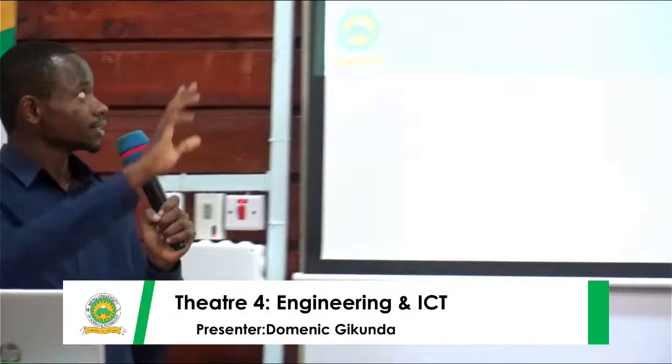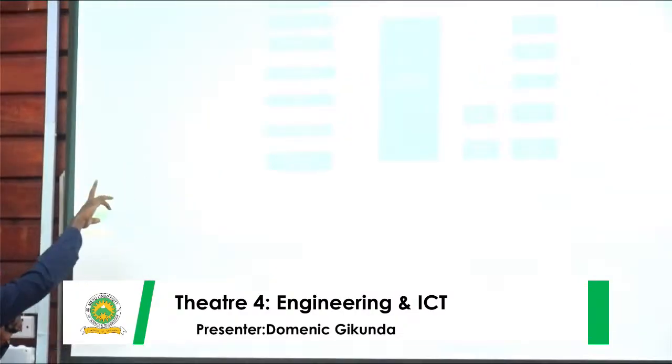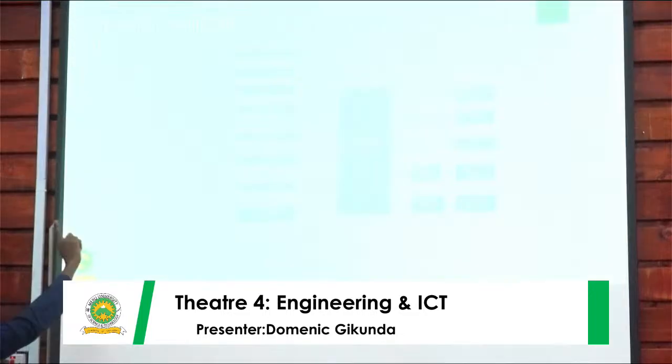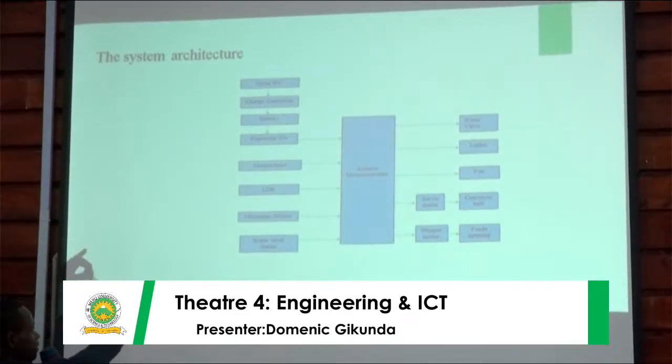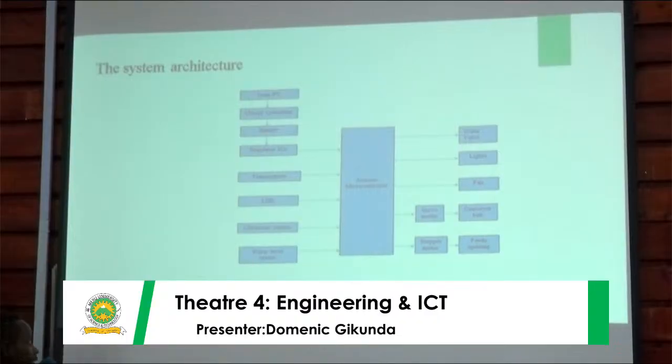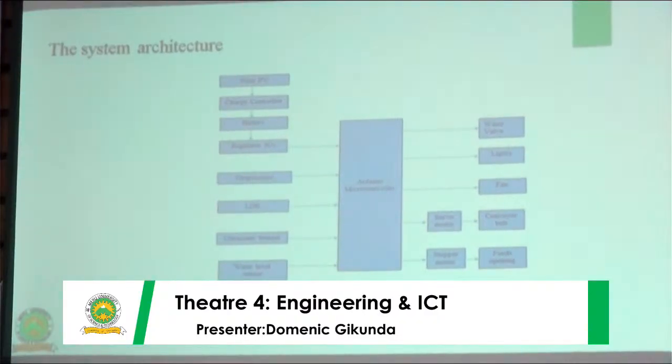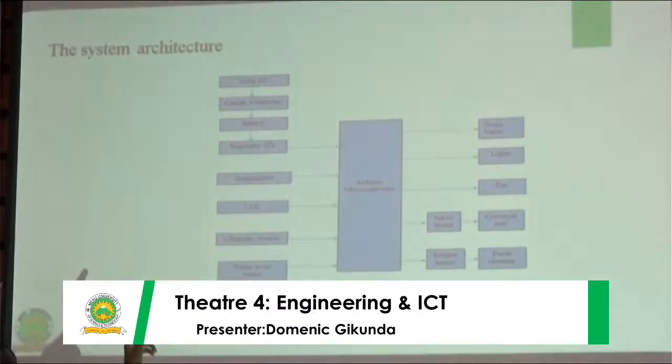The system architecture: the system is solar powered. That is the solar panel, charge controller, battery, regulator IC, and temperature sensors for controlling the temperature. LDR is a sensor for the lighting, and it controls the lighting. An ultrasonic sensor is used for the feeding, and there is a water level sensor. I will just display the prototype.